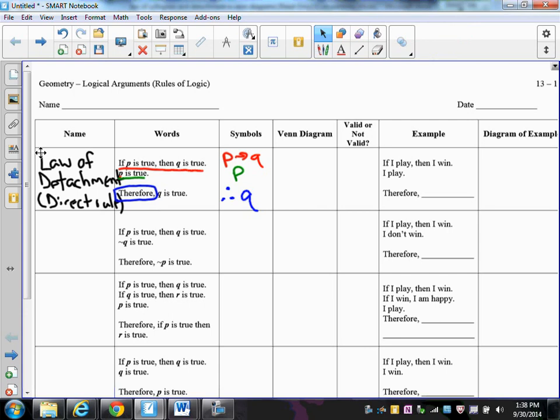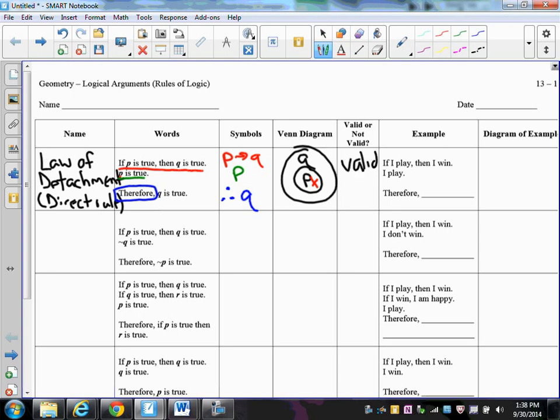As far as our picture goes, our Venn diagram, remember the hypothesis always goes inside of the conclusion Q. And since P is true, that means I'm somewhere in this first circle, somewhere in P. And this is valid. Anytime we have if P then Q is true, then P, therefore Q, it's always valid. Again, it's a law. It's the law of detachment.